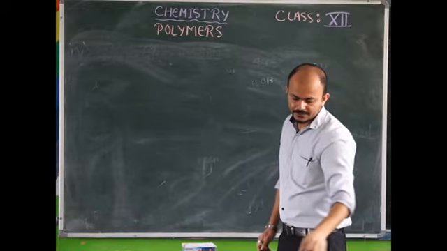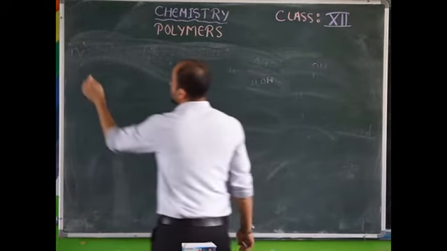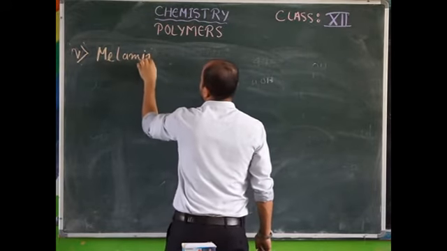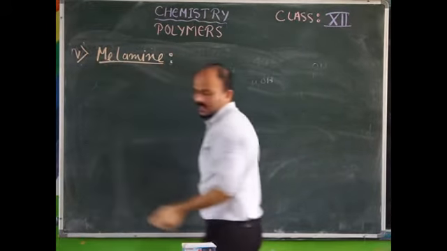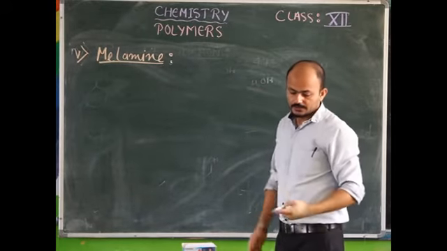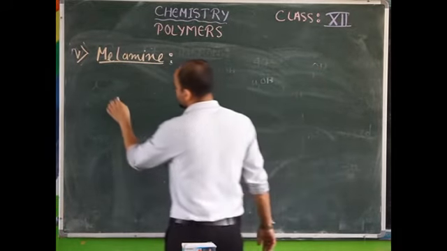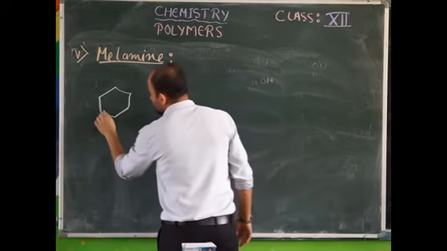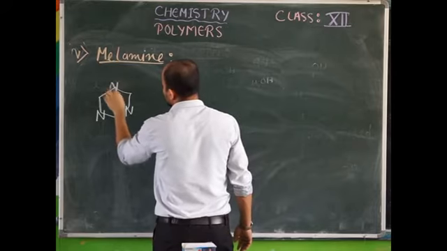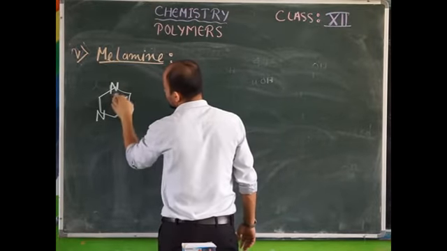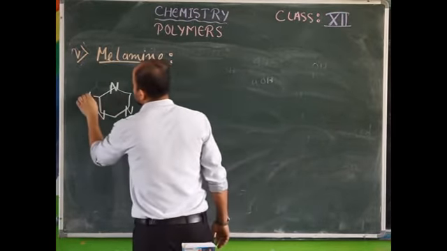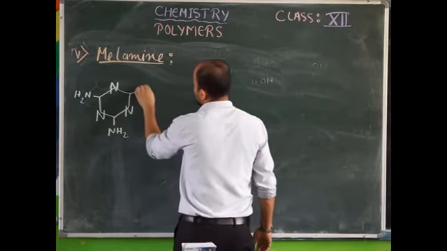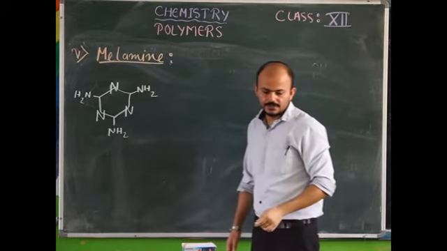The next polymer is melamine. Now in melamine, the monomeric unit has a structure like in case of benzene, a six-membered ring. The alternate positions are occupied by nitrogen, and in between we have NH2, NH2 and NH2 groups. This is one of the monomeric units.